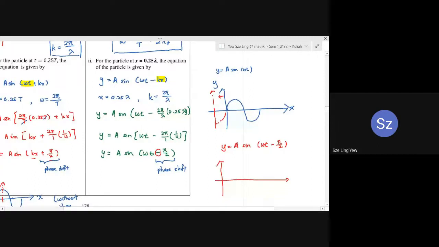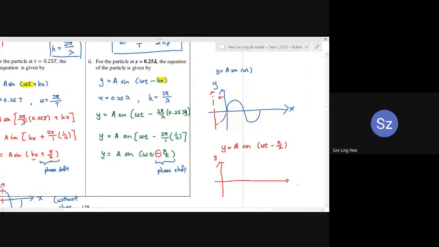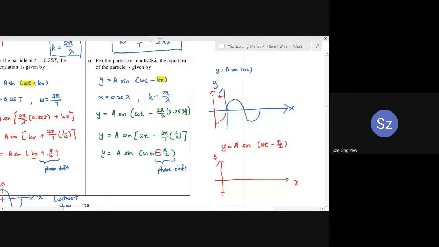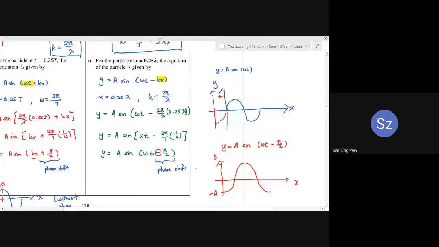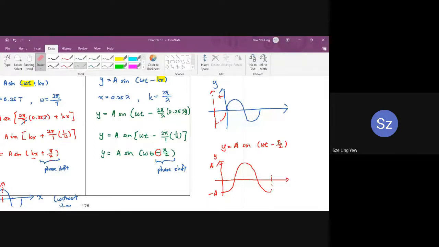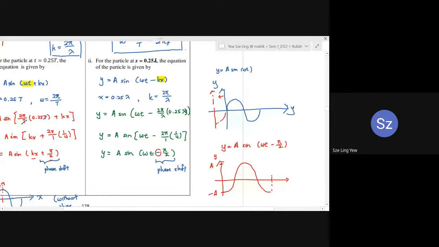Okay, if I extend the graph, then the graph would start from the negative maximum, which makes sense, because now I have negative pi over 2. So now my graph would be an inverted cos function. Okay, so this is my negative a, and then this is my amplitude. And again, oh, it should be time on the x-axis, all right? Because now I'm sketching a y against t graph. So now this one is a period, capital T. Done.